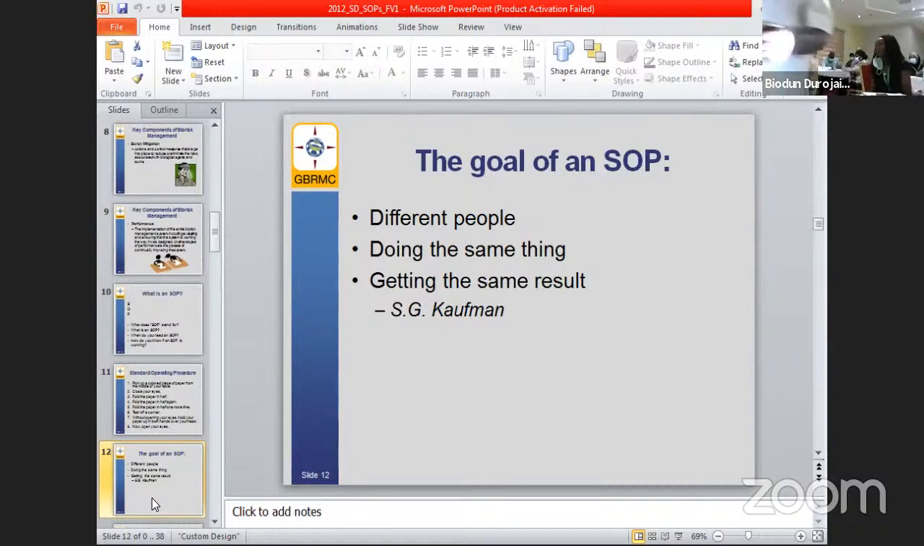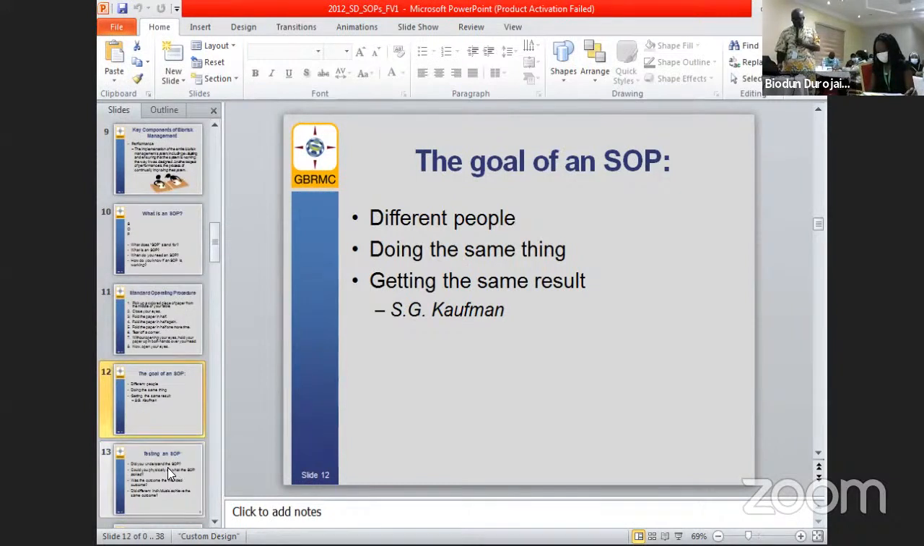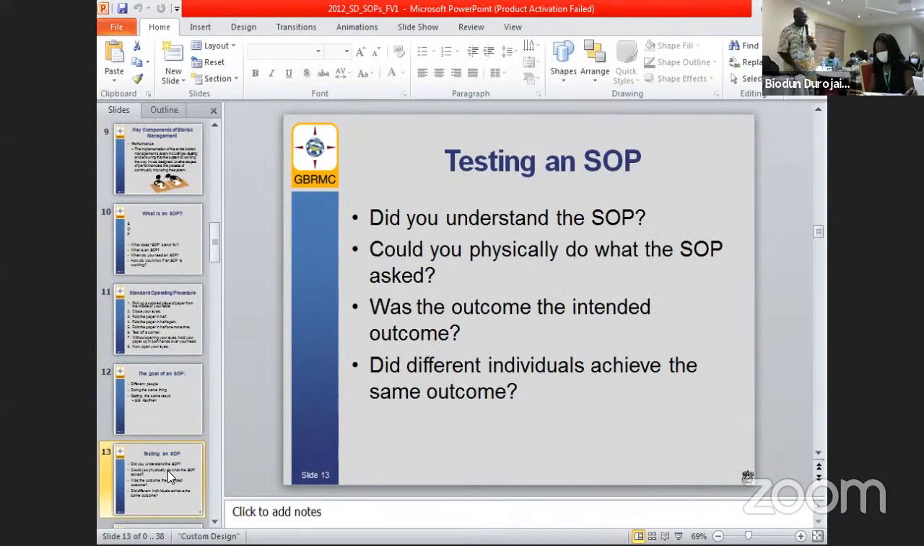All right, so we said the goal of an SOP is different people doing the same thing and getting the same result. Testing an SOP: so we say that we understood a bit what an SOP is. The questions are: Could you physically do what the SOP says? Was the outcome the intended outcome? Did different individuals achieve the same outcome?